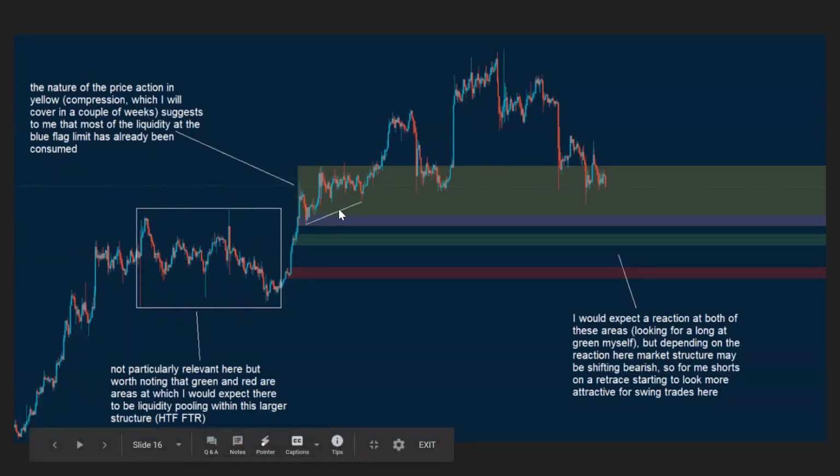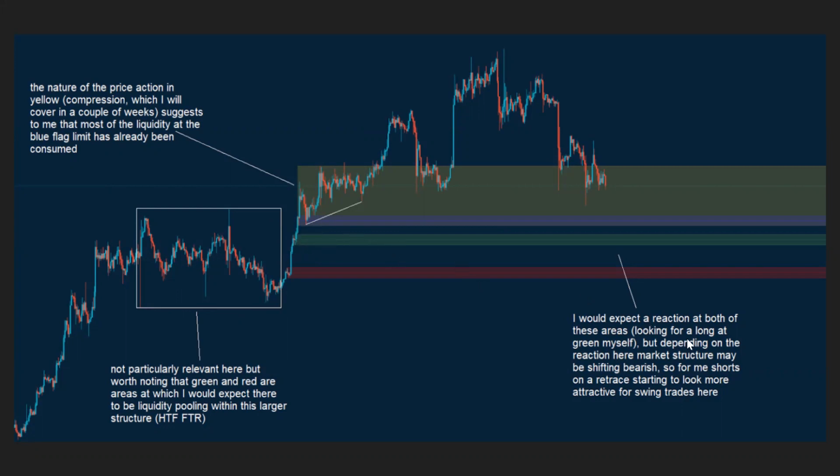So the nature of the price action in yellow, this is what I referred to a minute ago, compression, which I'll cover in a couple of weeks. As I say, suggests to me that this whole area is weak. You can see that the blue flag limit there has been fully consumed. This whole structure here is the high time frame FTR, within which you've got these low time frame FTRs, low time frame consolidations, at which you can expect liquidity to be pooling.